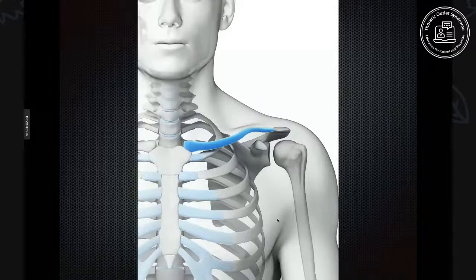Take a look at the bones right here. We're going to start with bones because that's pretty simple. And we're going to use the bones to help us define the boundaries of the thoracic outlet. Now, I'll give you a little warning. Not everybody agrees on these boundaries.